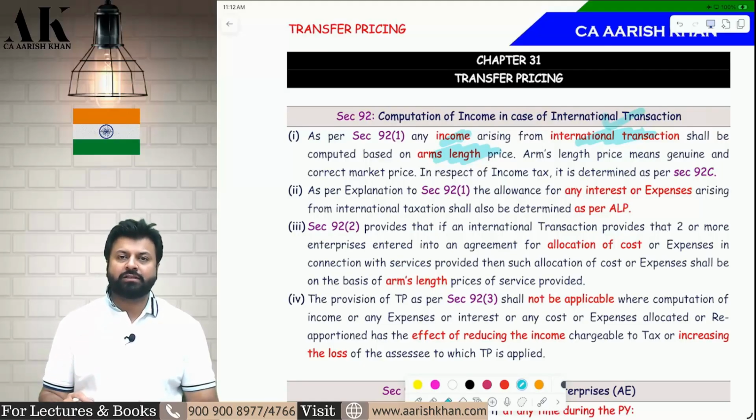What do you mean by international transaction? The definition of international transaction is given under 92B. There we will see the meaning of international transaction. So any income arising from international transaction shall be computed as per arm's length price. What do you mean by arm's length price? In simple words, arm's length price means genuine price, but the technical definition of arm's length price is given under 92C. We will see that in 92C in a while.